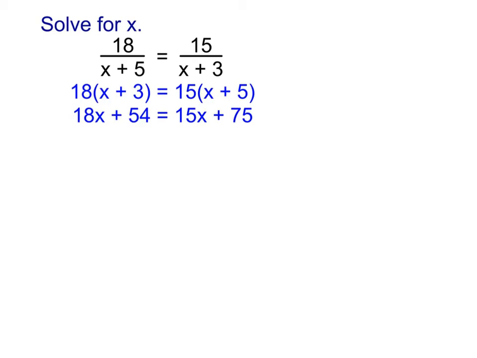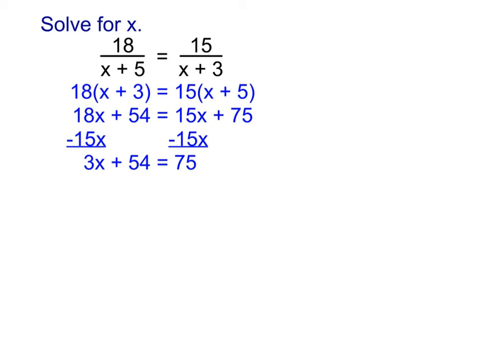Once we've done that, then it's just a matter of solving the resulting equation. Well, I have x's on both sides. I have numbers on both sides. I could start many different ways. However, in this case, I'm actually going to start by moving the 15x to the other side. I always like to move my x's together first, and I always like to keep my x's positive. So that's why I chose to do it this way, but of course you could have done other things first.